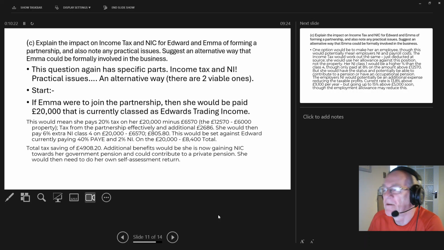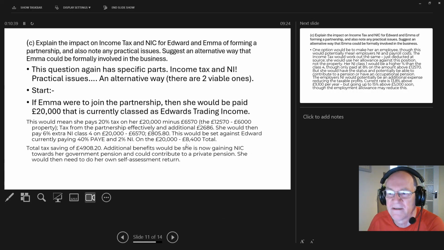And suggest alternative ways. I've got two, so there is a second bit to the answer, that Emma could formally be involved in the business. So again, the question has specific parts: income tax and national insurance, practical issues, and an alternative way. So let's get on with it then.